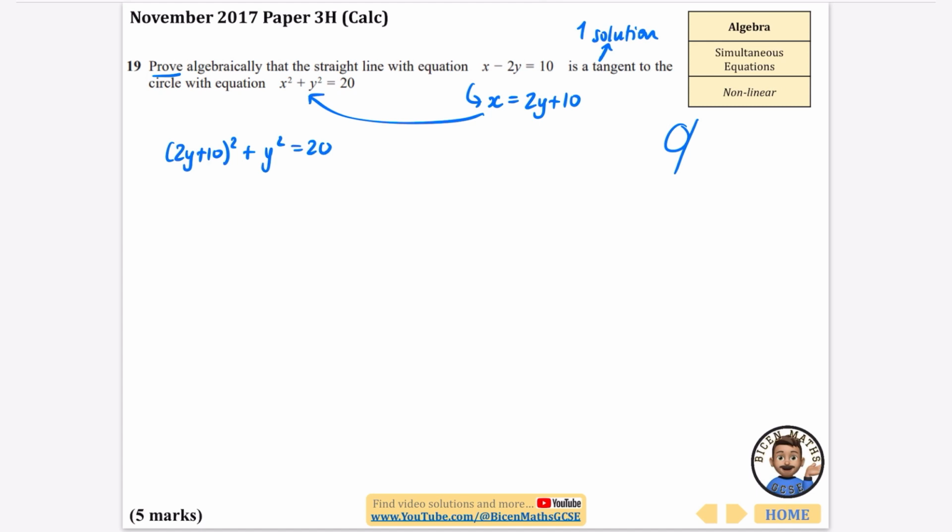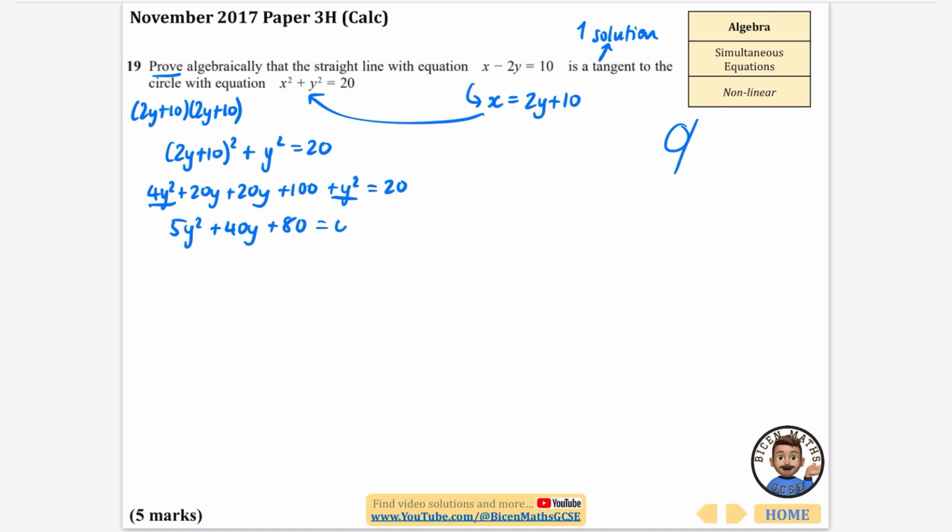Now 2y plus 10 squared, if you need to write the double brackets out, that is fine, but you're going to want to start trying to do this without for squared things. So you're going to get 4y squared, you're going to get a 20y, you're going to get a 20y, you're going to get a 100. We've still got the other y squared, and we've got the 20 that was there. So the y squareds, there are 5y squared. We then get the 40y, and then the 100 take away the 20 is the 80.